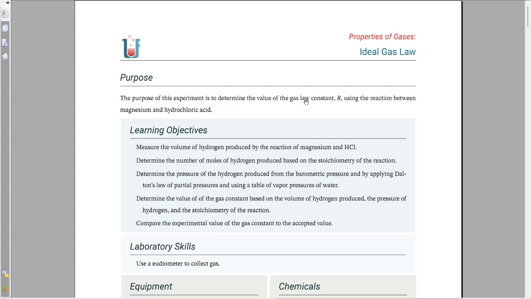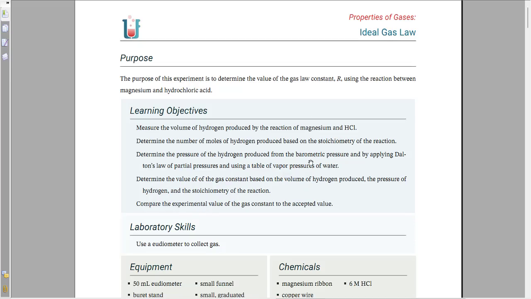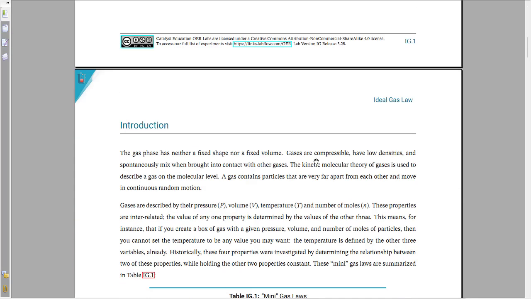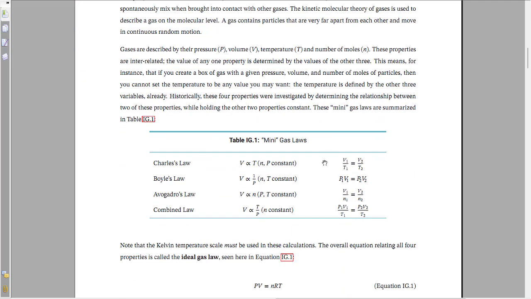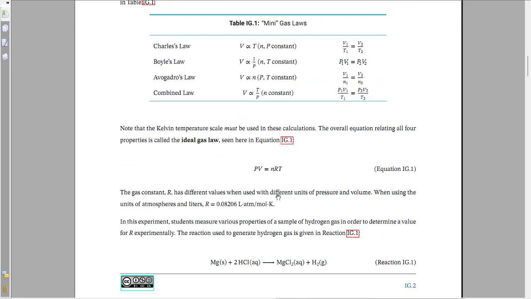Now you've probably learned in lecture classes and in lab settings that the R value that we talk about for gas laws has a couple of different numerical values depending on the units. The reference one that we'll be trying to emulate or compare here is 0.08206 liter atmospheres per mole Kelvin.